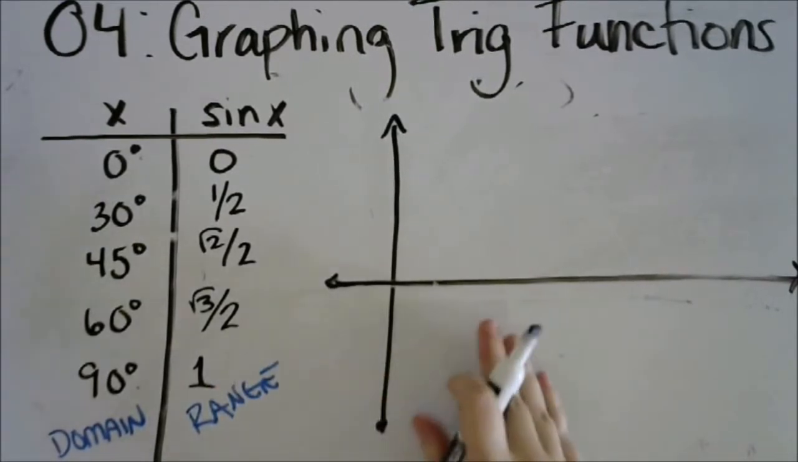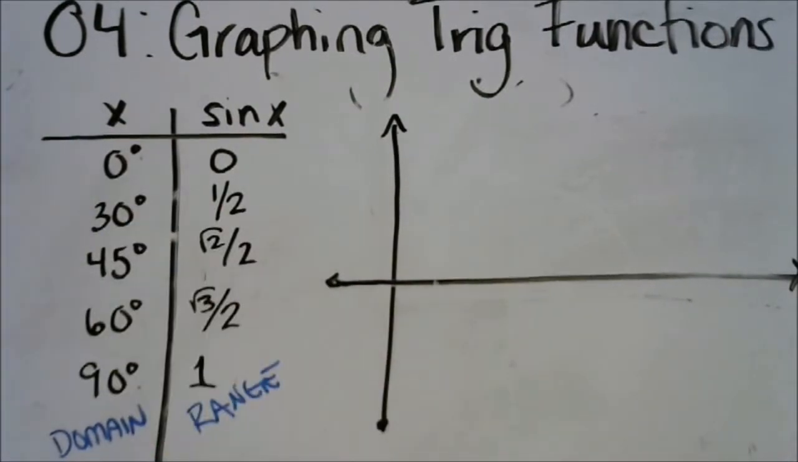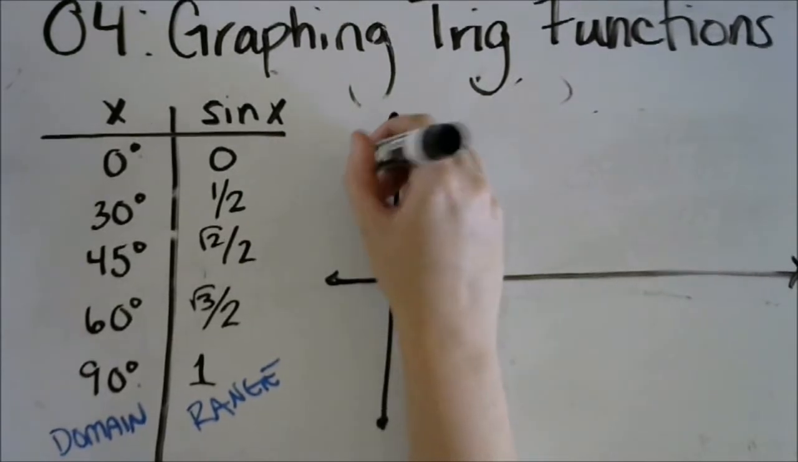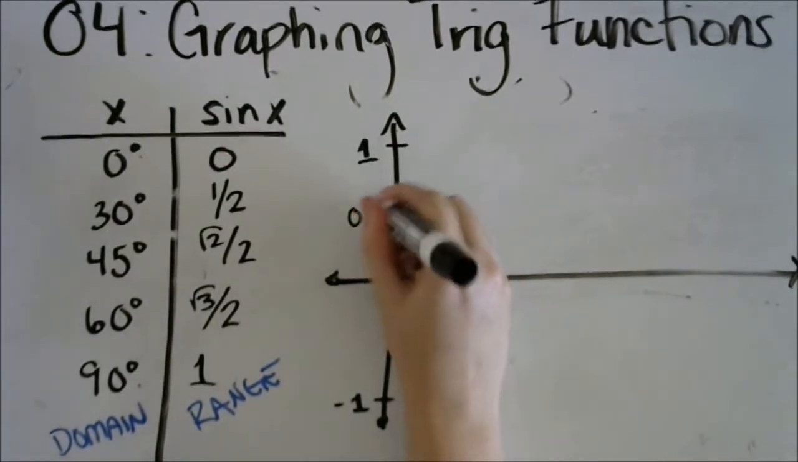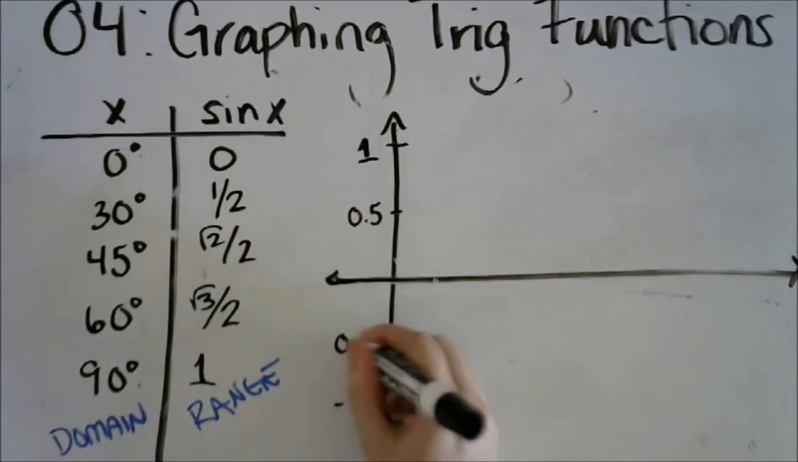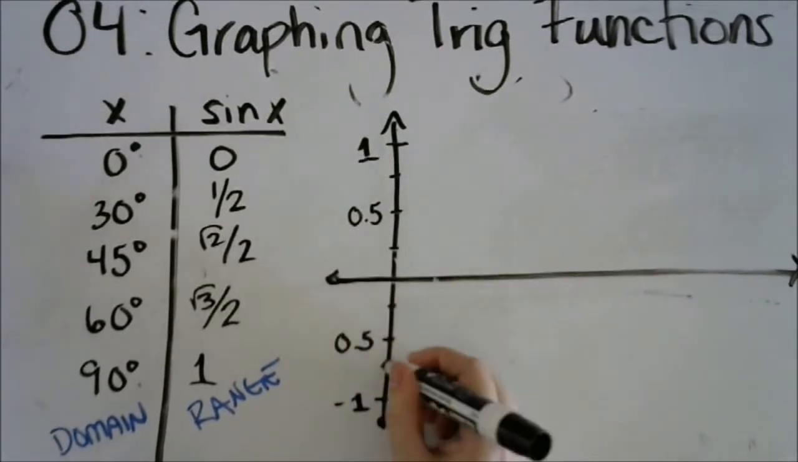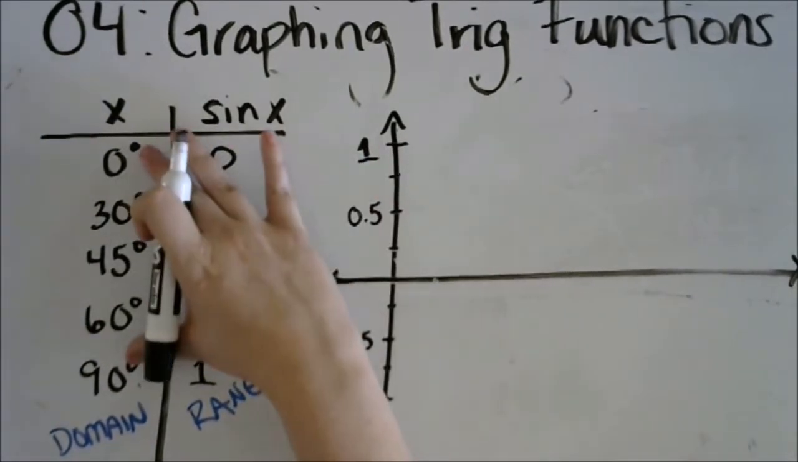With that in mind, I need to scale the x and y axis in a way that will allow me to graph all of these points. Since I'm only going from 0 to 1, I'm going to put 1 at the top of my y-axis and -1 at the bottom. Halfway in between is 0.5. I'm not going to label these, but I'm going to put tick marks for the 1/4 values. Now my domain, again, this is only the first quadrant here, 0 to 90 degrees.